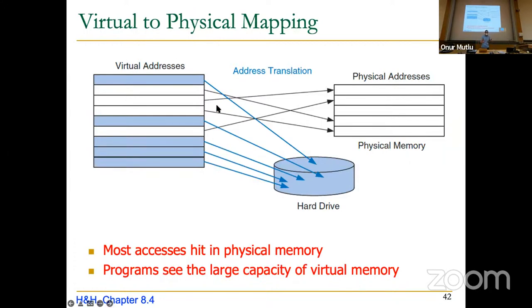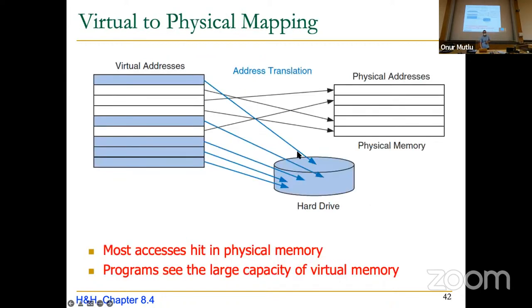So the hope is that most accesses, ideally all accesses, are in physical memory, hidden, and programs see the capacity of the large virtual memory. And if you have good locality and if you're managing the virtual memory system, meaning the physical memory space, nicely, maybe you can make it happen. But similar trade-offs to caching also exist. That's why we cover virtual memory after caching, because you know the caching concepts much better right now, clearly. Okay, so let's talk about this translation.